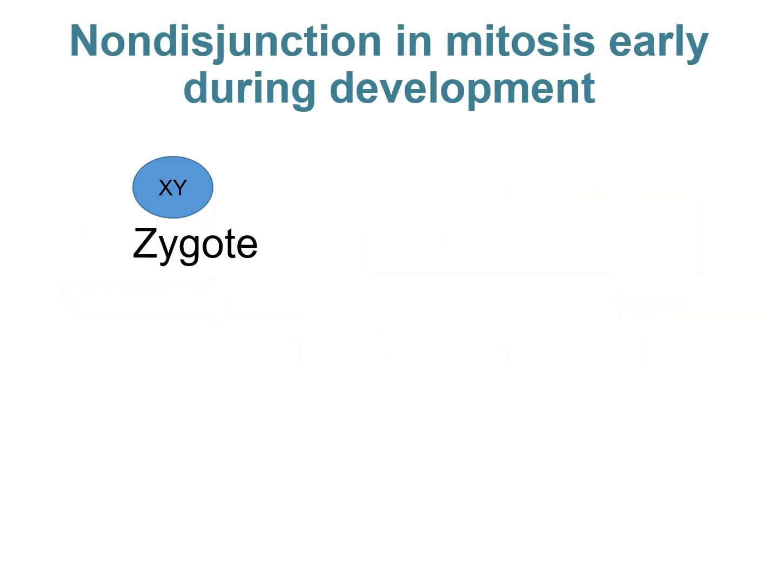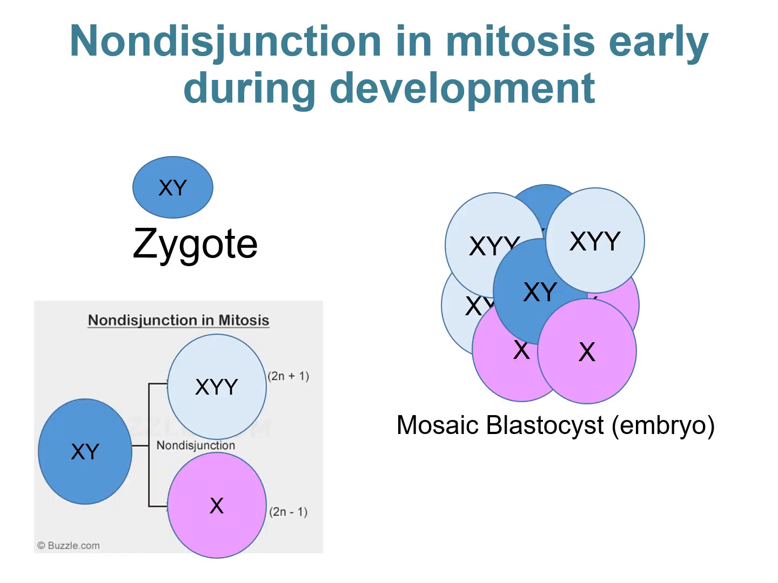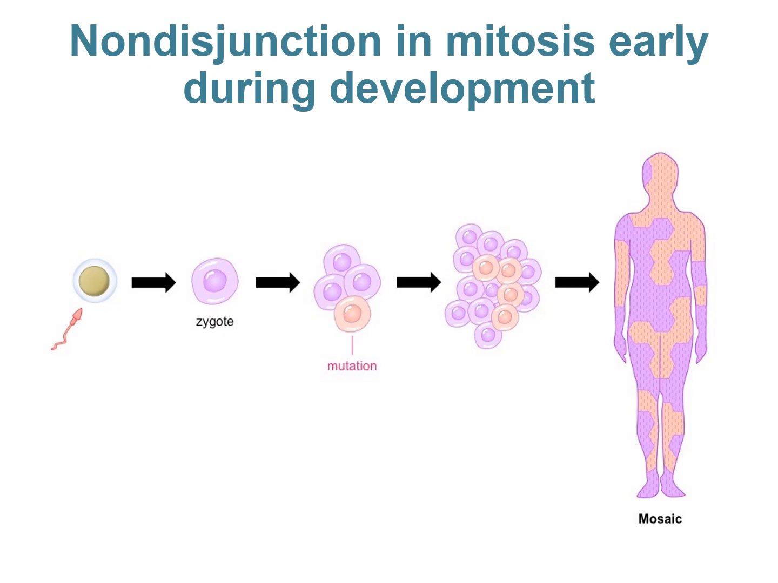In this situation, we start with a zygote that is XY. Under normal circumstances, this zygote would grow into a normal male. However, during mitosis, there is a non-disjunction event that gives rise to cells that are XYY and cells that are XO. These are going to grow together to make a mosaic blastocyst, the beginning of the embryo. Eventually, this will lead to an individual who is a mosaic as well. If the majority of the cells that make up the reproductive system happen to be XO, then the individual would present as a Turner syndrome female.